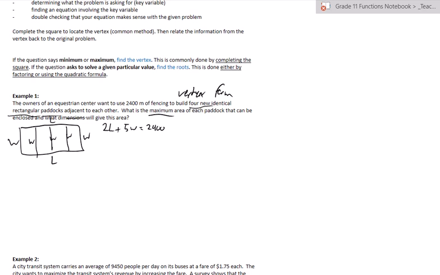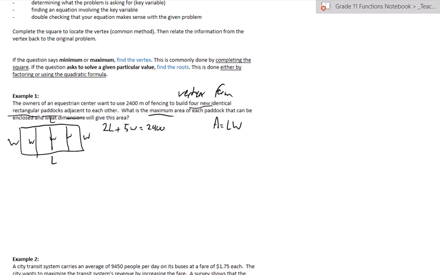Now, this can set some perimeter, but we need area. And area is length times width. This is what we want to maximize. We don't know anything about length and width, except we can find information from this formula here. As long as we're able to find one of these variables and substitute it, we can actually do something with this equation over here, with the area. So that's what we'll do.